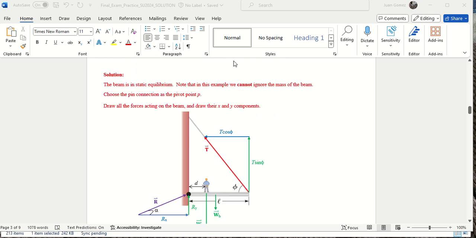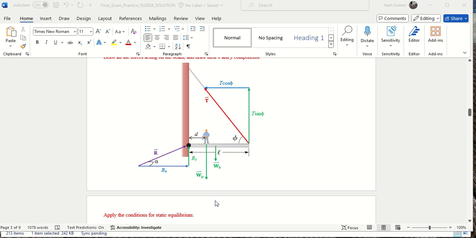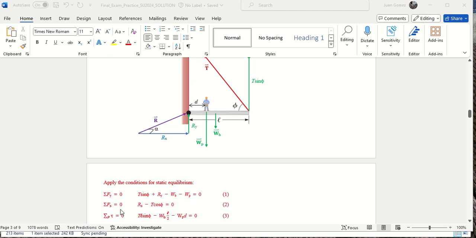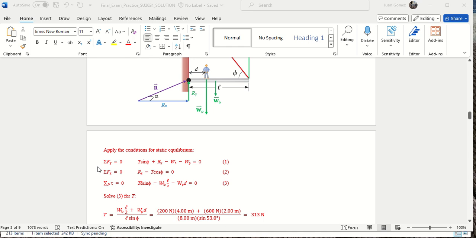Remember, when I say magnitude and direction of the reaction force, by direction I mean angle and quadrant. And we assume the reaction force is in Q1. Okay, so now I have all the forces. Apply these static equilibrium conditions. And remember, always apply them in this order.